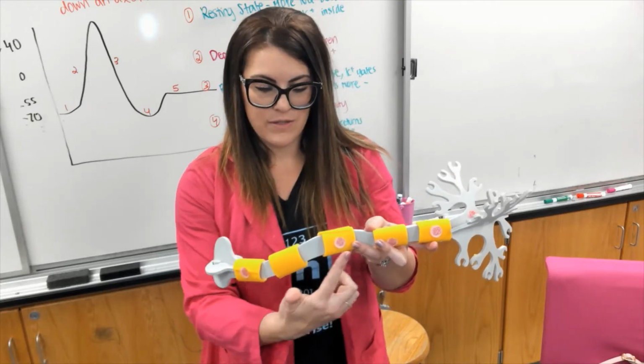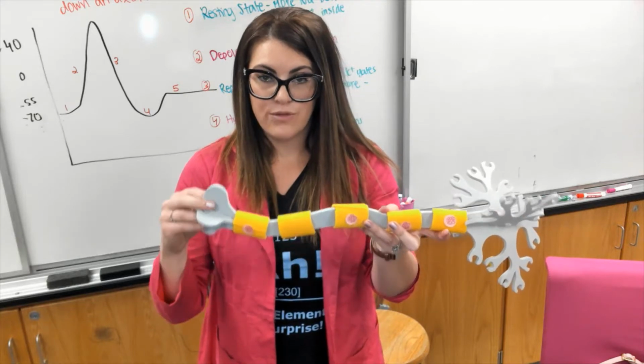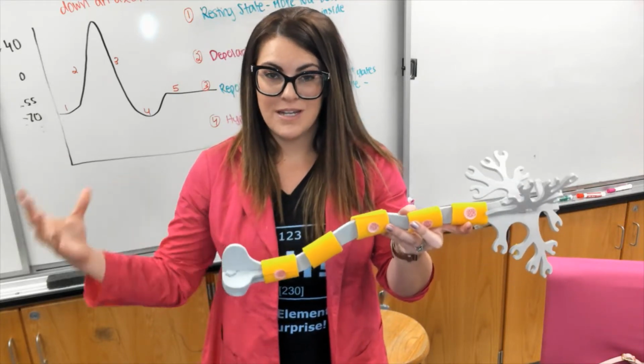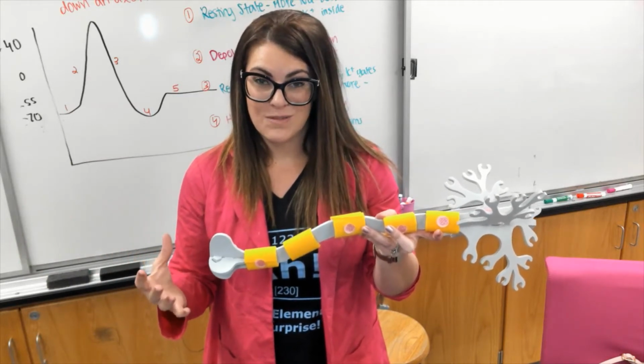Then we talked about how the signal will go down to the axon terminal, and through neurotransmitters, it's going to transmit to the next neuron. And we've been discussing how different drugs are going to affect the different neurotransmitters.